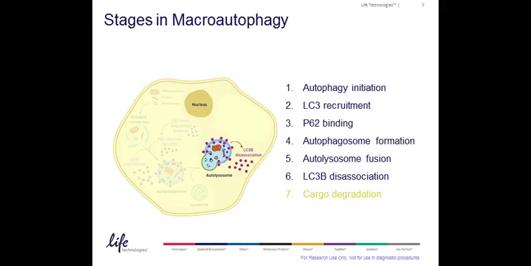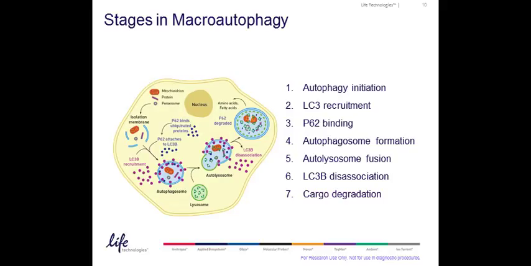Once the lysosome is fused with the autophagosome, LC3 will be cleaved from the cytoplasmic face of the autolysosome, again by the cysteine protease ATG4. Once all of this has occurred, cargo degradation occurs by enzymes that are present in the lysosome.